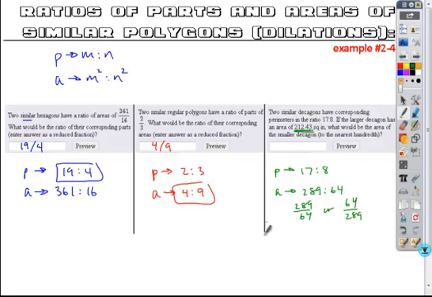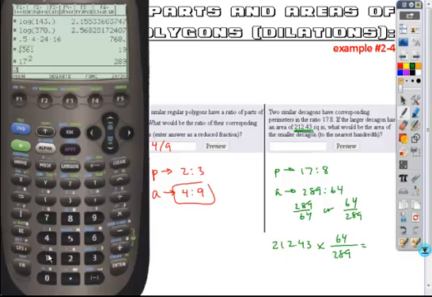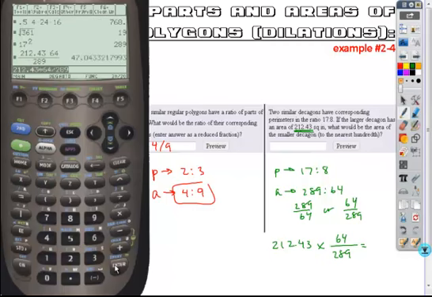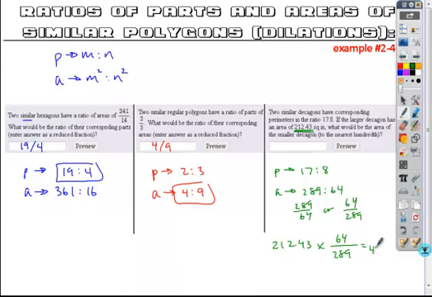So if you know you're starting with 212.43, and you want to convert that and find what the area of the smaller decagon would be, which of these conversion factors would you use? To make it smaller would be this one. And so your calculation, 212.43 times 64 divided by 289, is going to give you your new area, which is 47.04. The units are square inches. Okay, but when you enter your answer, you'll just be entering that number.